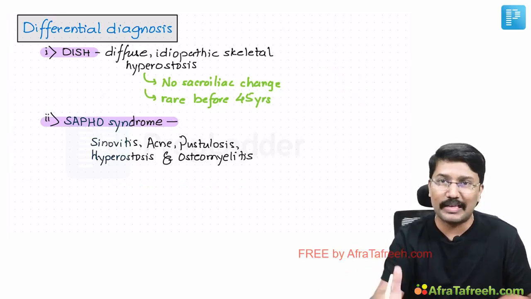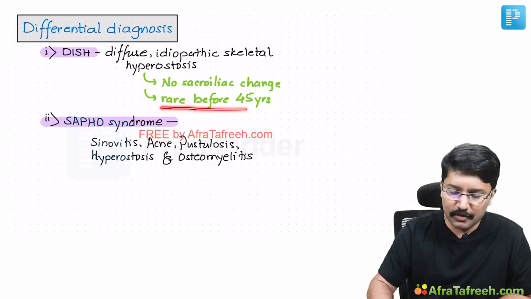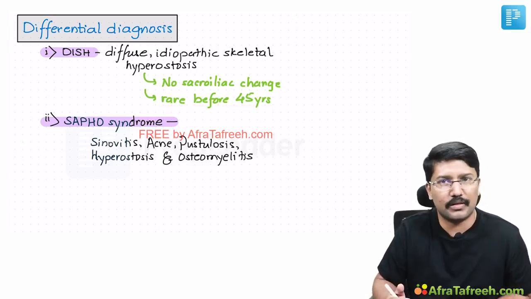More than 45 years, we're not thinking of the diagnosis of ankylosing spondylitis, right? But this usually presents after 45 years. DISH presents after 45 years. So clinically, it is not very difficult to distinguish.